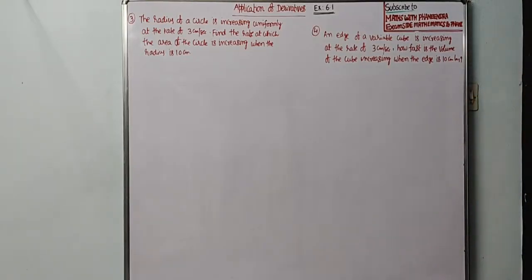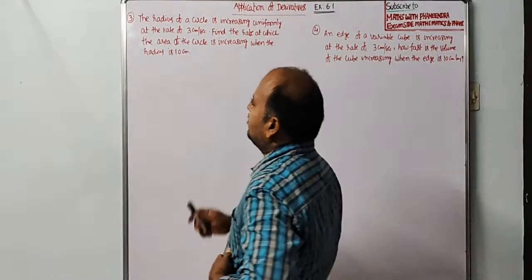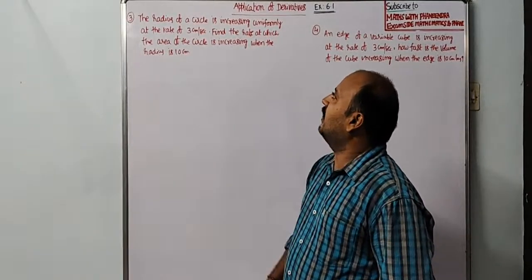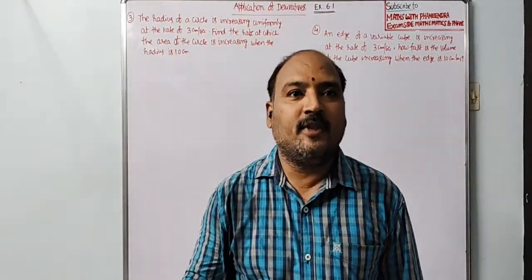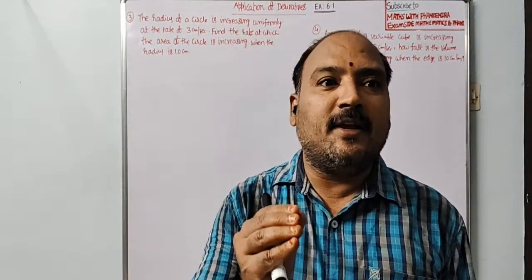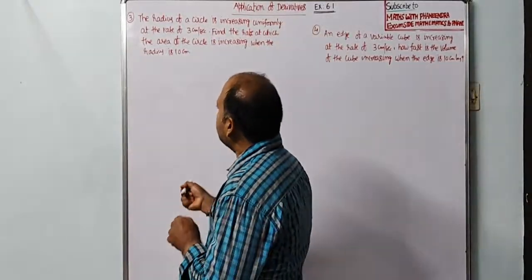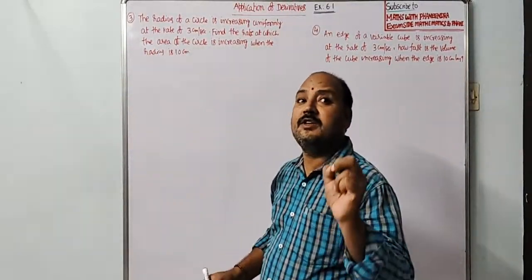To solve these type of problems, dear students, first we need to understand the given question thoroughly. If you read the question twice or thrice, the problem solving is very easy, dear students. See, come to the question number 3. The radius of a circle is increasing uniformly at the rate of 3 centimeter per second. That means the increase in the radius is given by dr by dt.